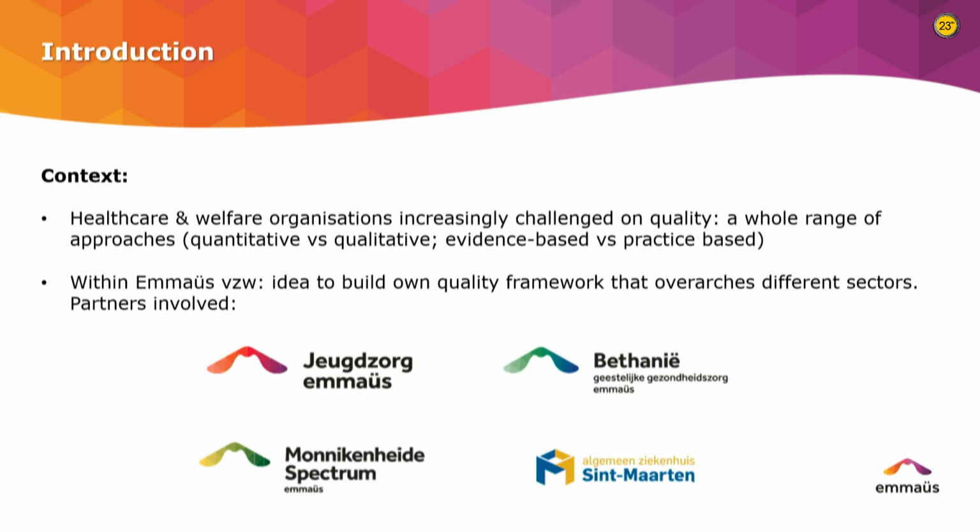The 4 partners of the project are on the slide. Youth Care, Emmaüs, and Betania Mental Health Care are the initiators of the project, I could say. And then Monnikenheide Spectrum, which is an organization that gives support to people with mental disability, and also a general hospital, St. Maarten. They jumped on the wagon on the way. So we have 4 partners now in the project. Unfortunately, one fell off the wagon, a center for elderly care. Due to circumstances, they had to quit the project.